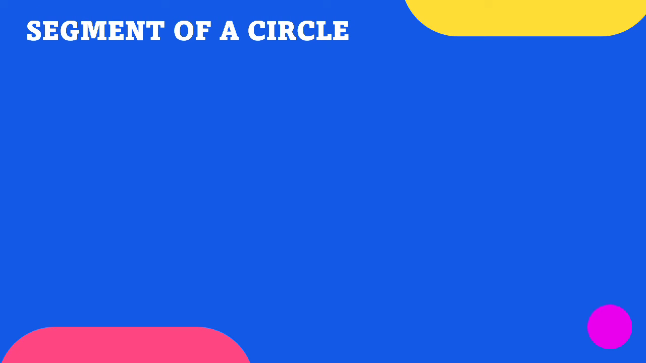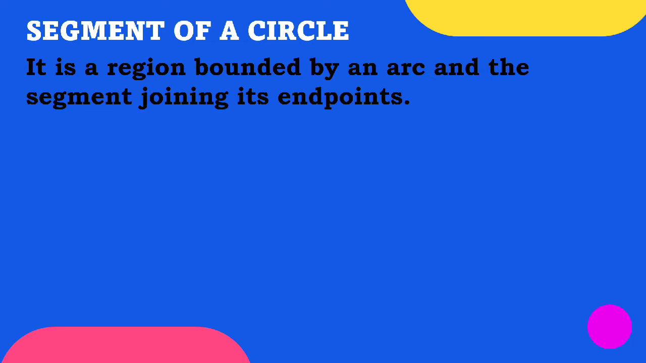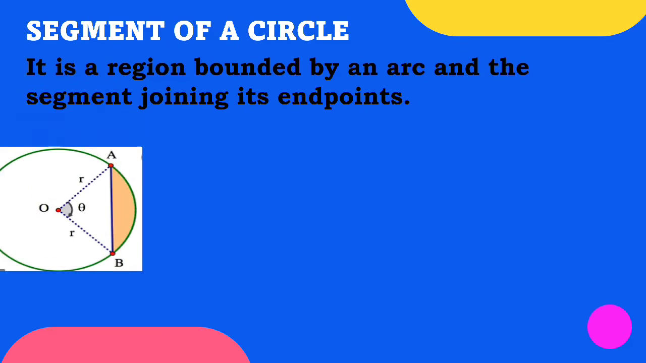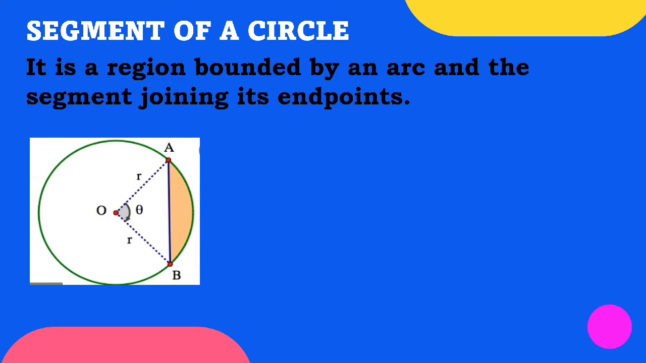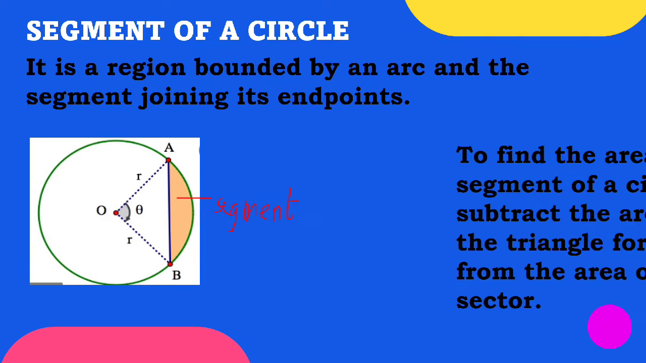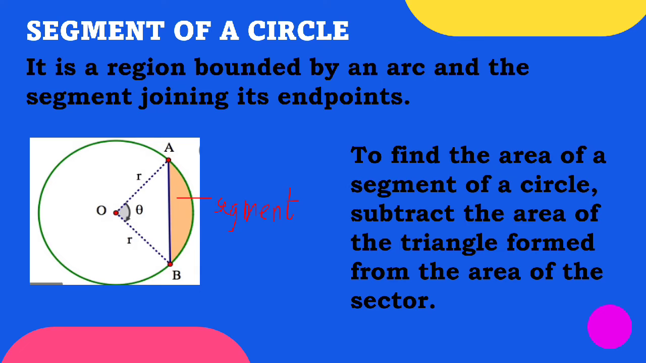Therefore, in symbol, we have area of the sector equals measure of the arc all over 360 times pi r square. Another definition is the segment of a circle. It is a region bounded by an arc and the segment joining its endpoints. Look at the given figure. The shaded part, which is colored orange, is what we call a segment of the circle. To find the area of a segment of a circle, subtract the area of the triangle formed from the area of the sector.